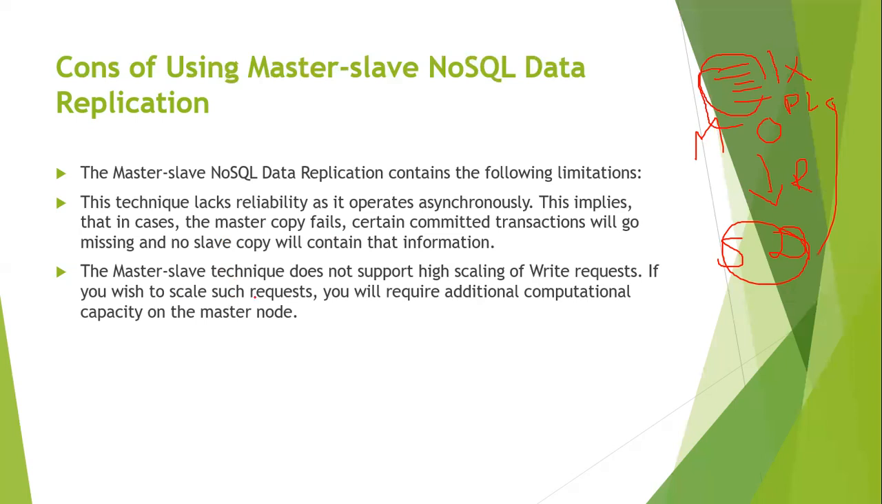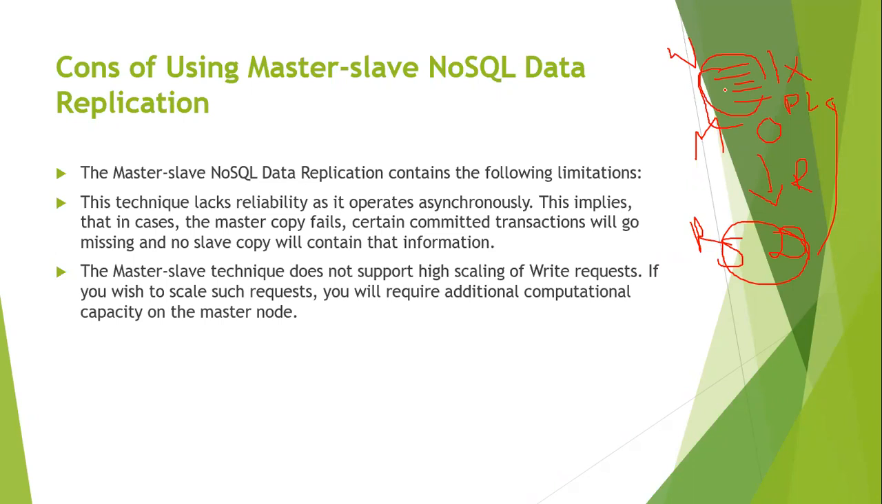So the master-slave technique does not support high scaling of write requests. If you wish to scale such requests, you will require additional computational capacity on the master node. That means if you have only write operations on master and read operations on slaves, it leads to high scaling. That means all are performing here only. What will happen? It will go on to improve the performance.